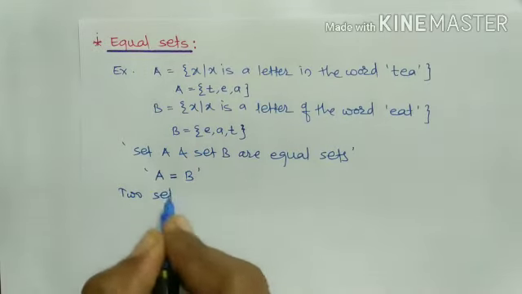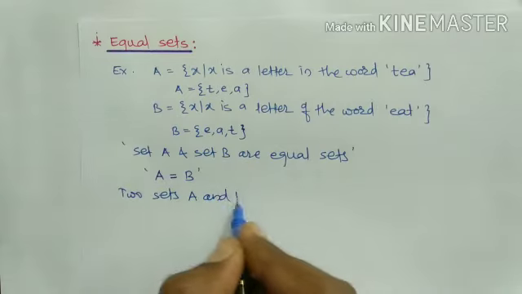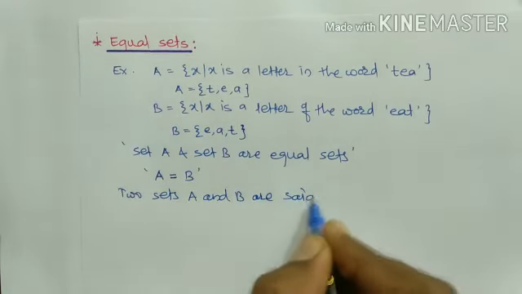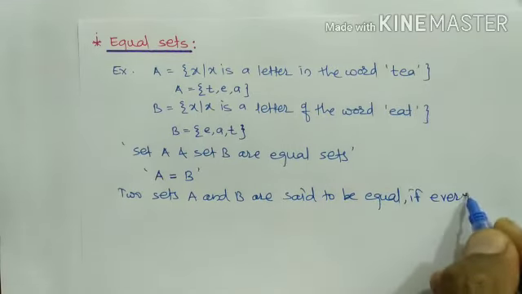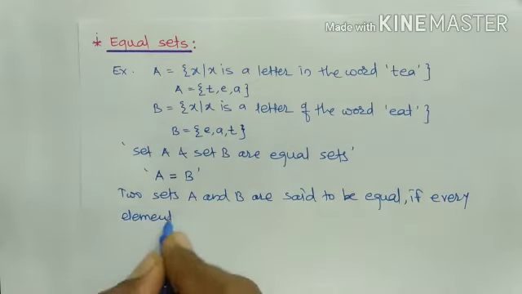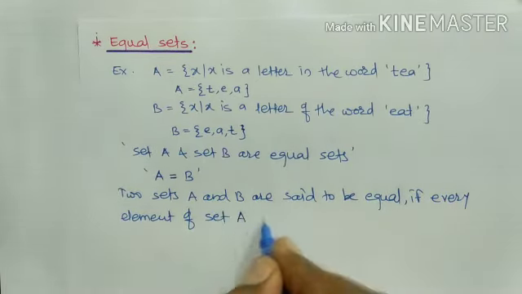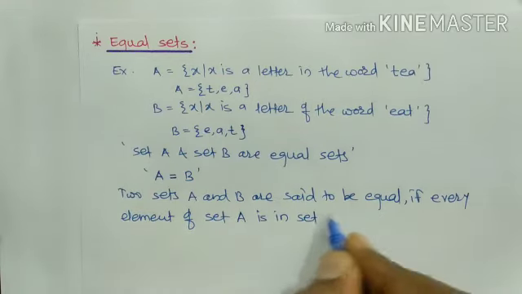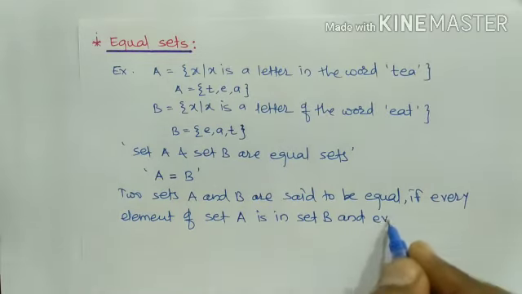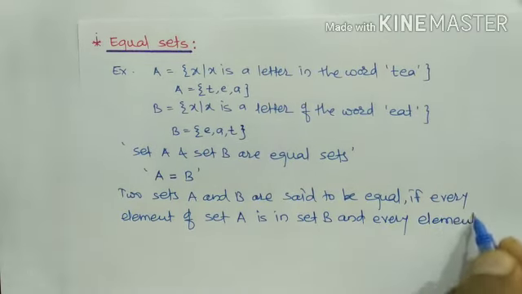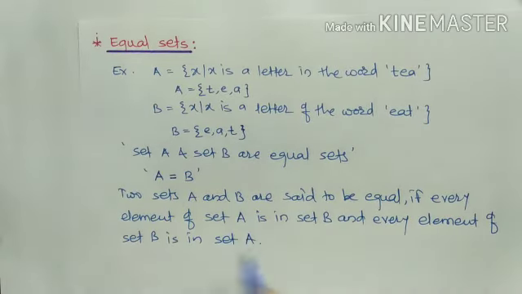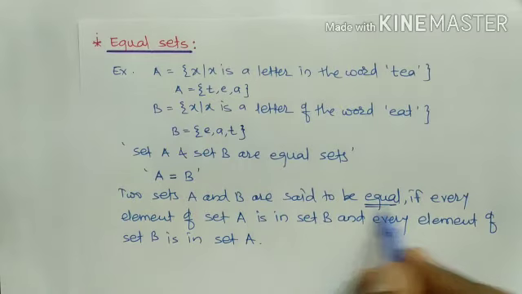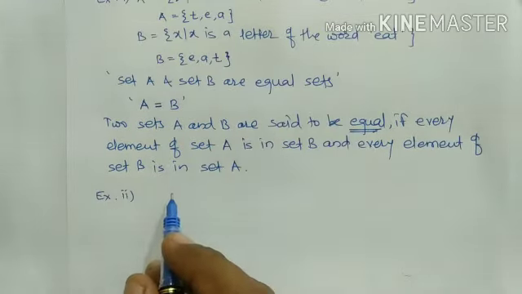Two sets A and B are said to be equal if every element of set A is in set B and every element of set B is in set A. Then such type of set A and B are called the equal sets. Here we take another example.